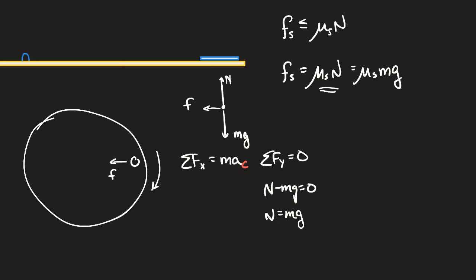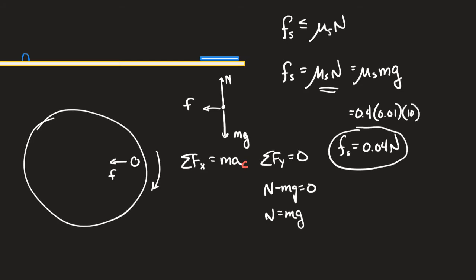They tell me that the coefficient of static friction is 0.4. The mass of the coin is 10 grams, and g is 10. So 0.4, mass of the coin is 0.01, and g is 10. Any questions about any of what I put on the board? All right, 10 times 0.01 is 0.1. 0.1 times 0.4 is 0.04 newtons. That is the maximum amount of static friction that there is.